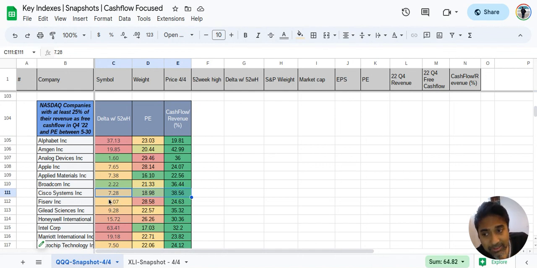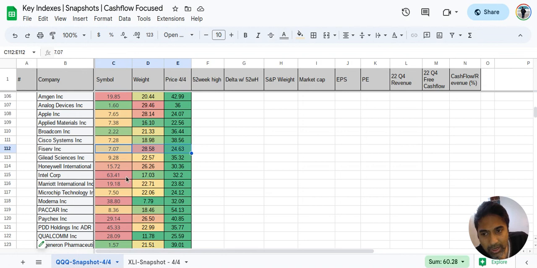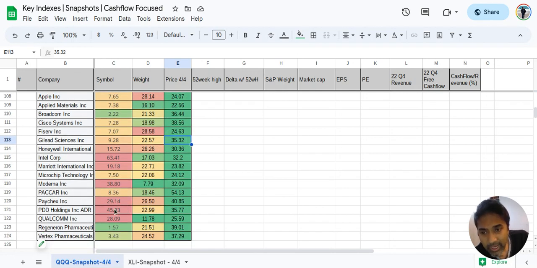Then let's see what else we have here. Fisher, I think it says, I'm not sure if this is a good one. Honeywell, it's 15% away because industrials got sold off. So the Honeywell 26.6 is a little bit high PE, I would say. Gilead Sciences is also a little bit high PE for this, but look at this cash flow, it's great. And okay, so what else? Okay, this one not bad, right?